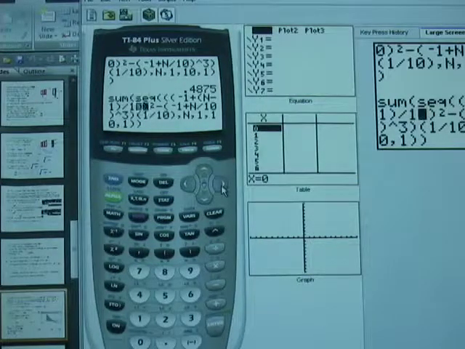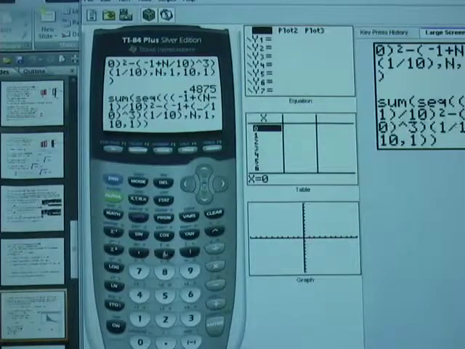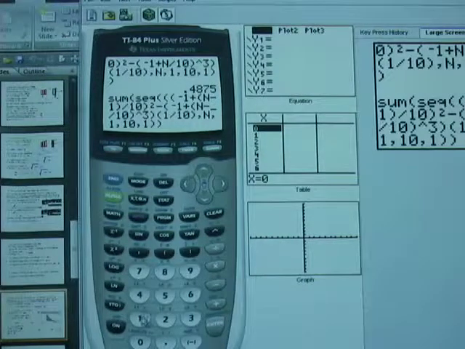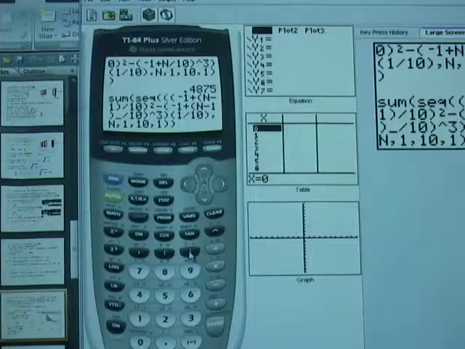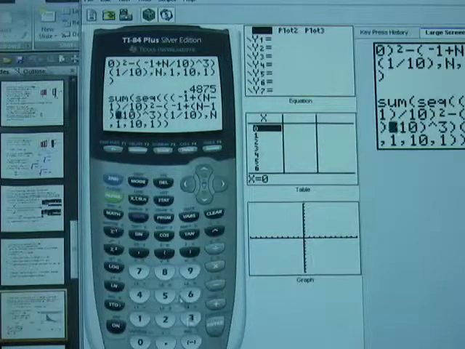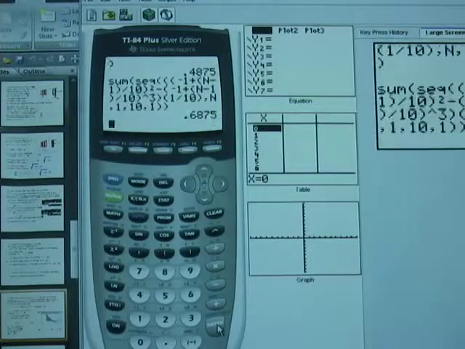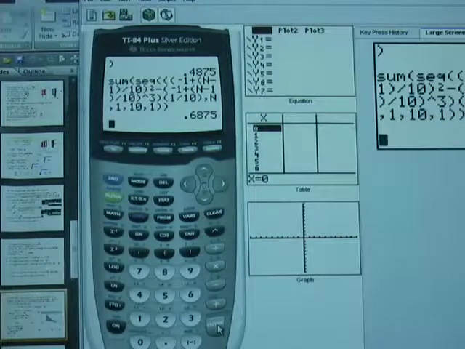Move to the next n and do the same thing. Alright? Say second insert, parenthesis, n minus 1, parenthesis closed, and delete that n there. And I think we are ready, and enter. We get 0.6875.